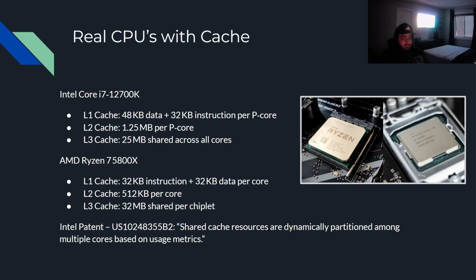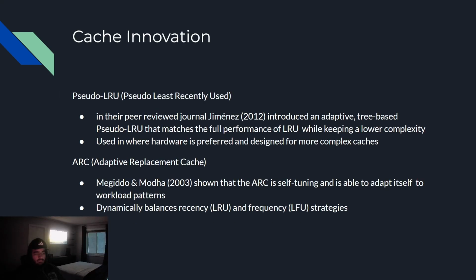Also, it's not just about the size. Modern CPUs also optimize how cache is shared and allocated dynamically. In 2019, Intel filed a patent, shown below, for a system that adjusts cache distribution across CPU cores based on the workload. This allows high demand cores to use more cache space, improving speed and efficiency.